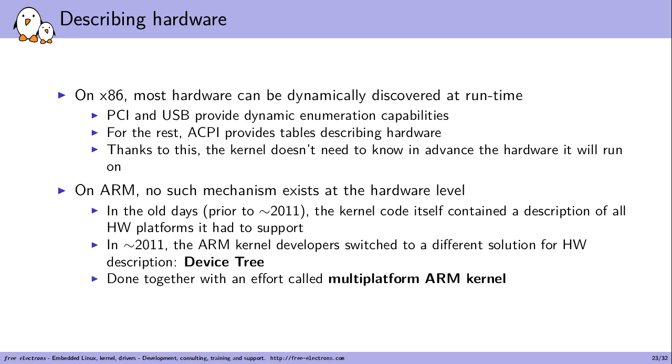So moving on to the kernel support, I need to get back on to this hardware discoverability thing. On x86, most of the hardware can be discovered at runtime. Most of the hardware is on PCI or USB, which are buses that provide dynamic enumeration. You can ask a PCI bus, who is on the bus?